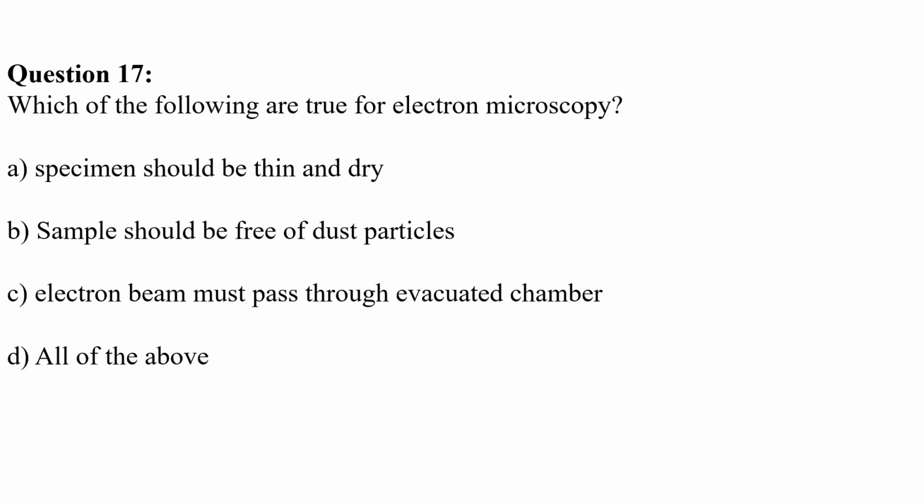Electron beam must pass through the evacuated chamber. I just explained, because if there is any form of gas or any other particles present, they can diffract the electron beam. So the electron has to pass through a vacuum chamber. Evacuated chamber means a chamber filled with vacuum, so it has no air, no particles, nothing. It's the clean vacuum chamber.